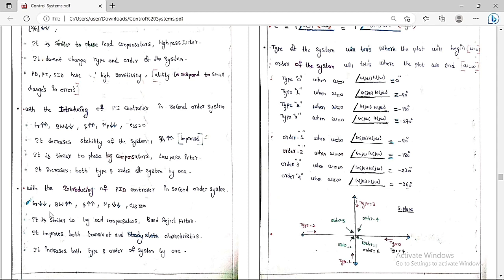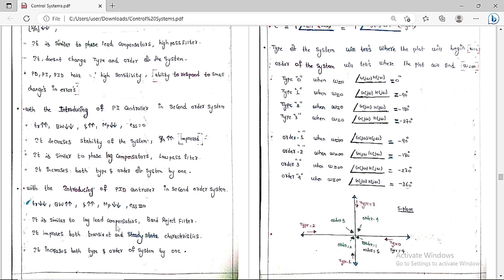And the damping ratio, in all three cases, whether you use the PD controller, the PI controller or the PID controller, is always going to increase. Whenever the damping ratio increases, Mp will decrease, because the peak overshoot and the damping ratio are inversely proportional. If one increases, the other will decrease. And I have already told you the PID controller is also going to improve the steady state response, meaning the steady state error will decrease. Therefore we can say the steady state error will be 0.